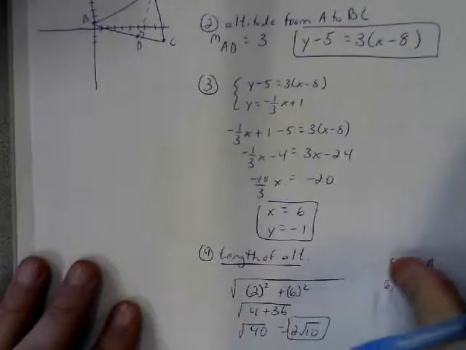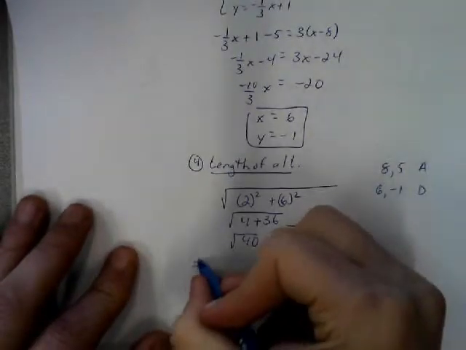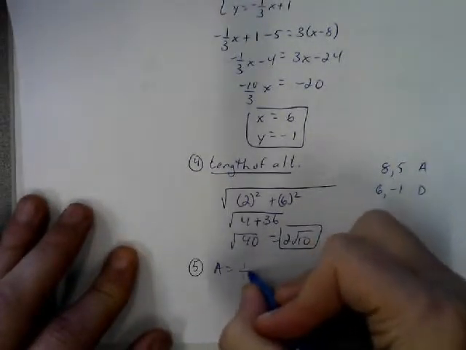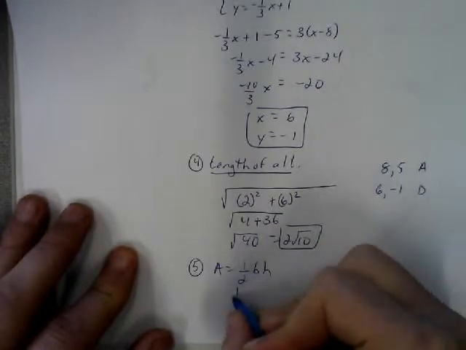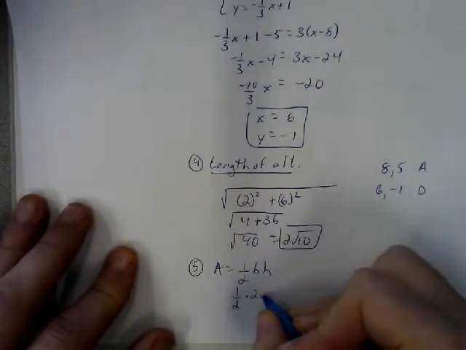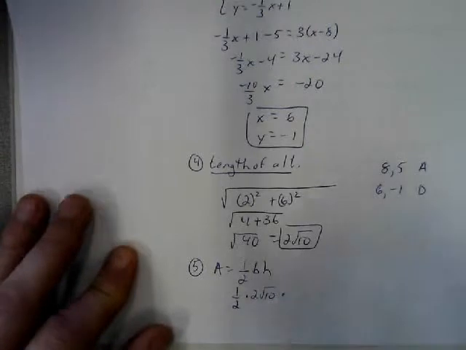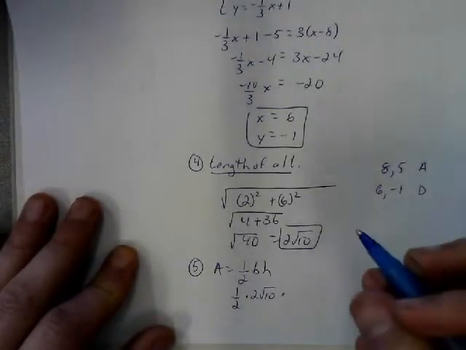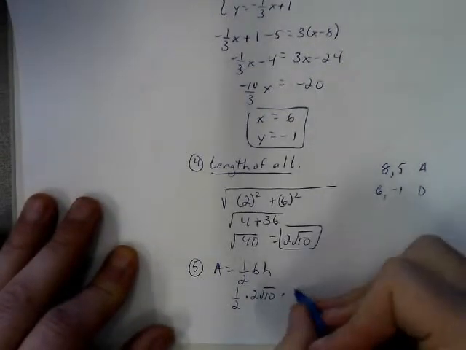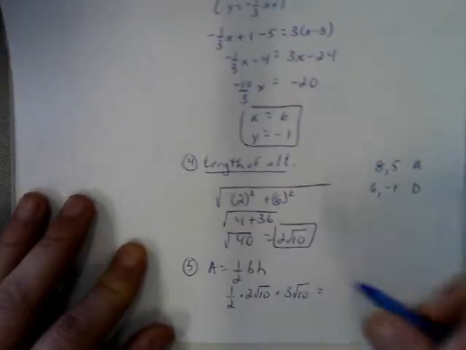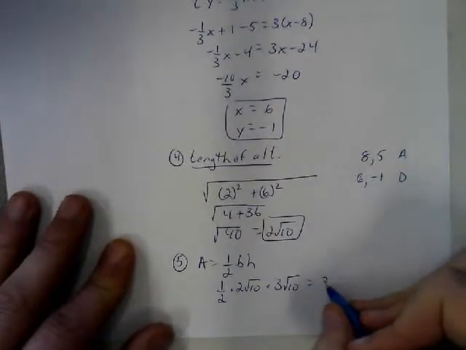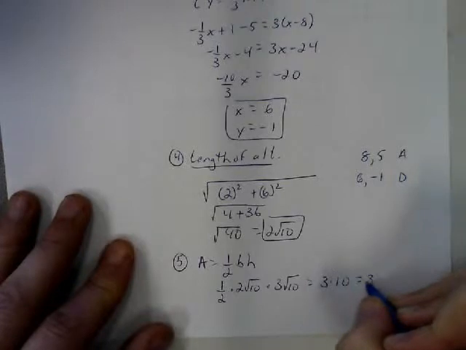From there, last question, we can find the area of this triangle. Area equals 1/2 base times height, so 1/2 times 2 root 10, which is the height actually, times the base, which was 3 root 10, and that is equal to 3 times 10, which is 30.